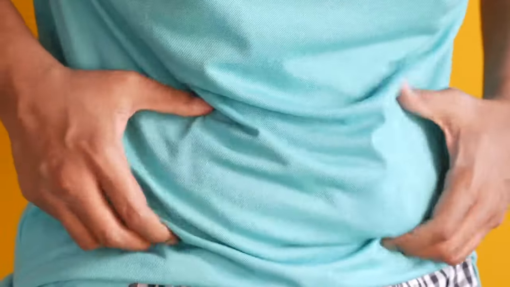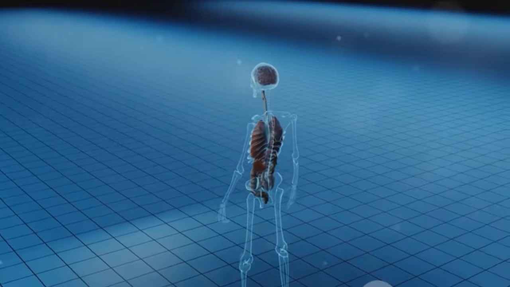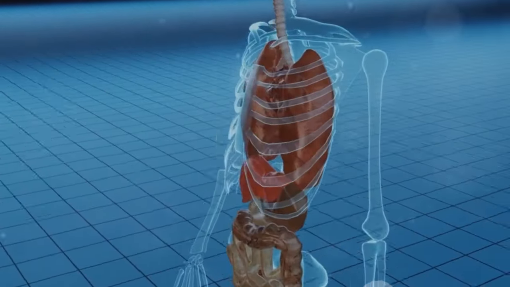And finally, 12. Bleeding gums or nosebleeds. This can indicate that your liver isn't producing enough clotting factors, leading to excessive bleeding. Remember, these signs are subtle and can be easily dismissed or attributed to other causes, but if you notice a combination of these symptoms, it's crucial to seek medical advice.